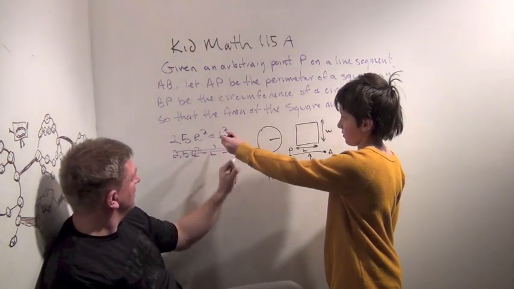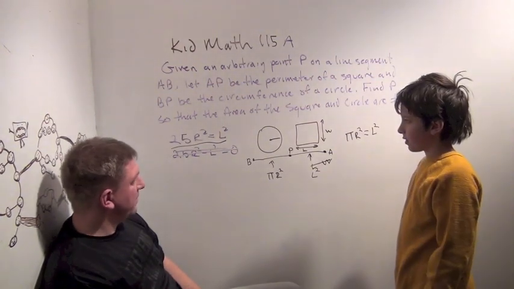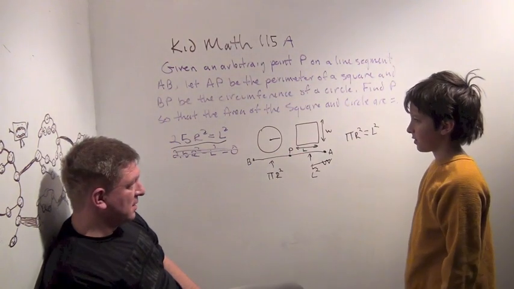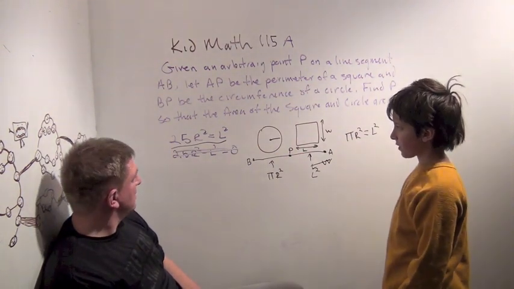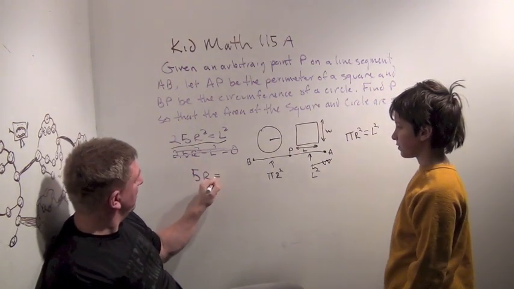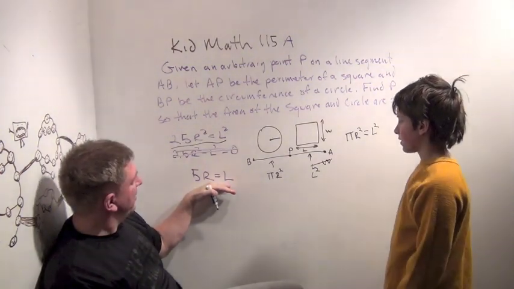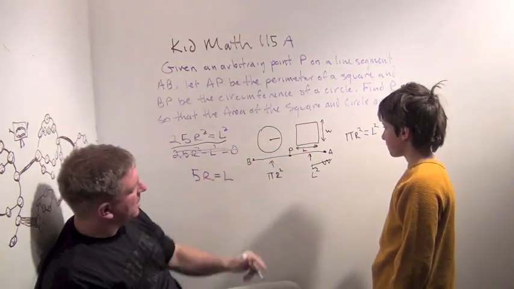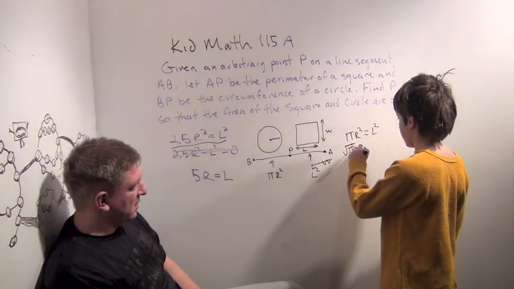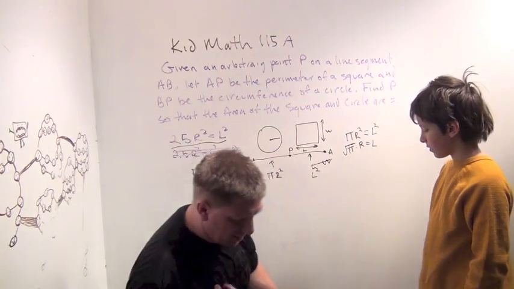Well, actually, 25r squared is L squared. Is there any way to simplify that? Well, 25 is a perfect square. So you could have 5r as L. 5r equals L. That's what you would have in this situation. What are you going to have in that situation? We're going to have the square root of pi times r equals L. Great. I'm going to put the camera on pause for just a second.